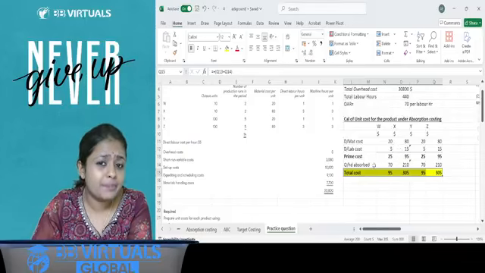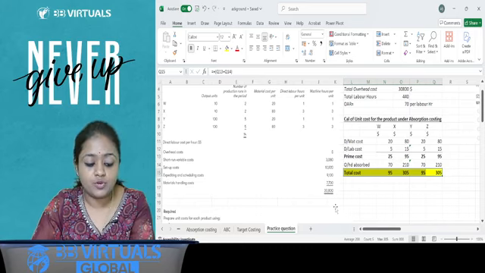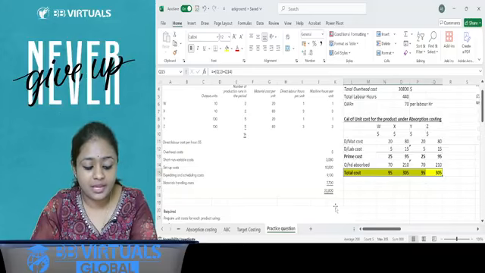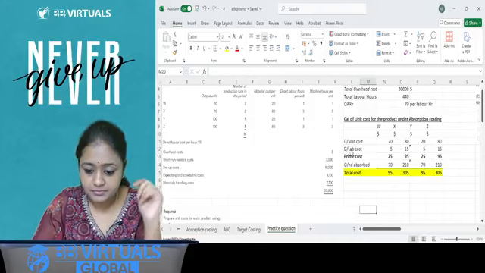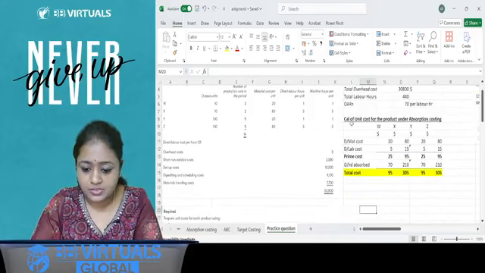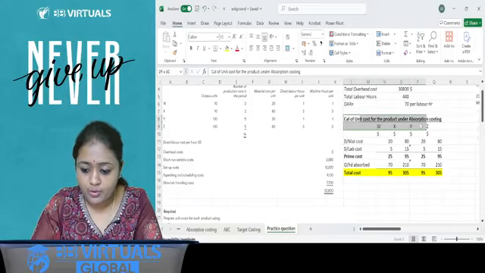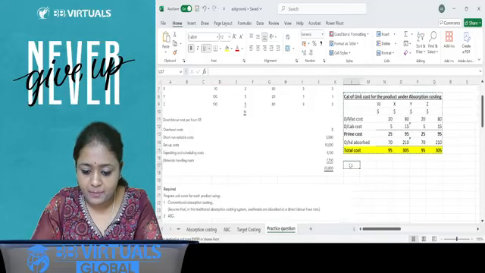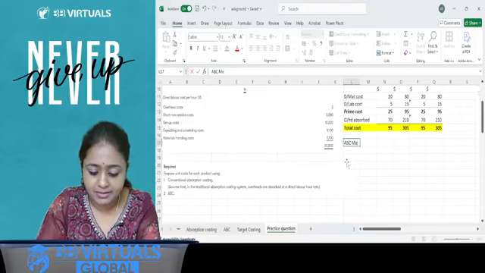Now let's do the same calculations but with ABC costing, so that we would know exactly where the difference is. Okay, so now let's do this with the ABC method. Now I will copy this and I'll just prepare a proforma here. I will write here ABC method.